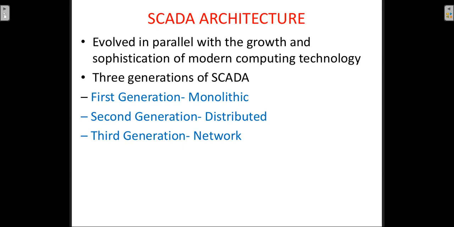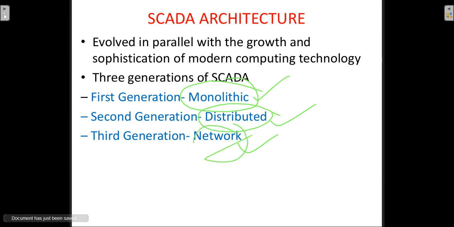So based on whatever we have seen of the architecture, generally we have three types of classifications as far as the SCADA architecture is concerned: the first generation, the second generation and the third generation. The first generation refers to the monolithic, the second generation refers to the distributed, and the third generation refers to the network type.